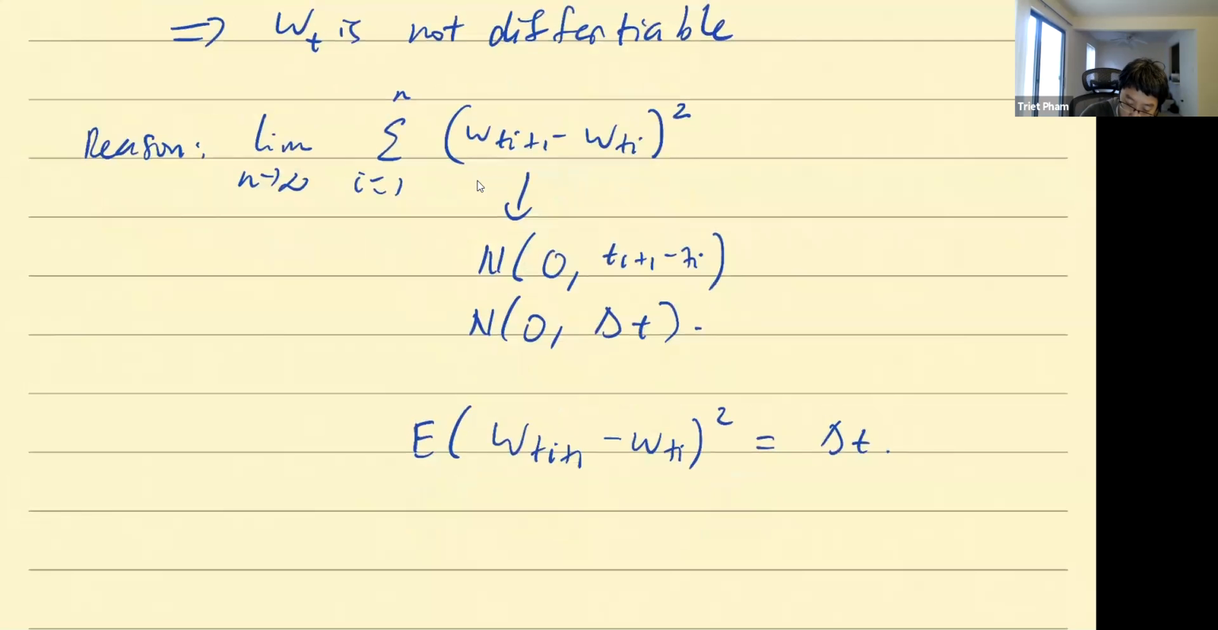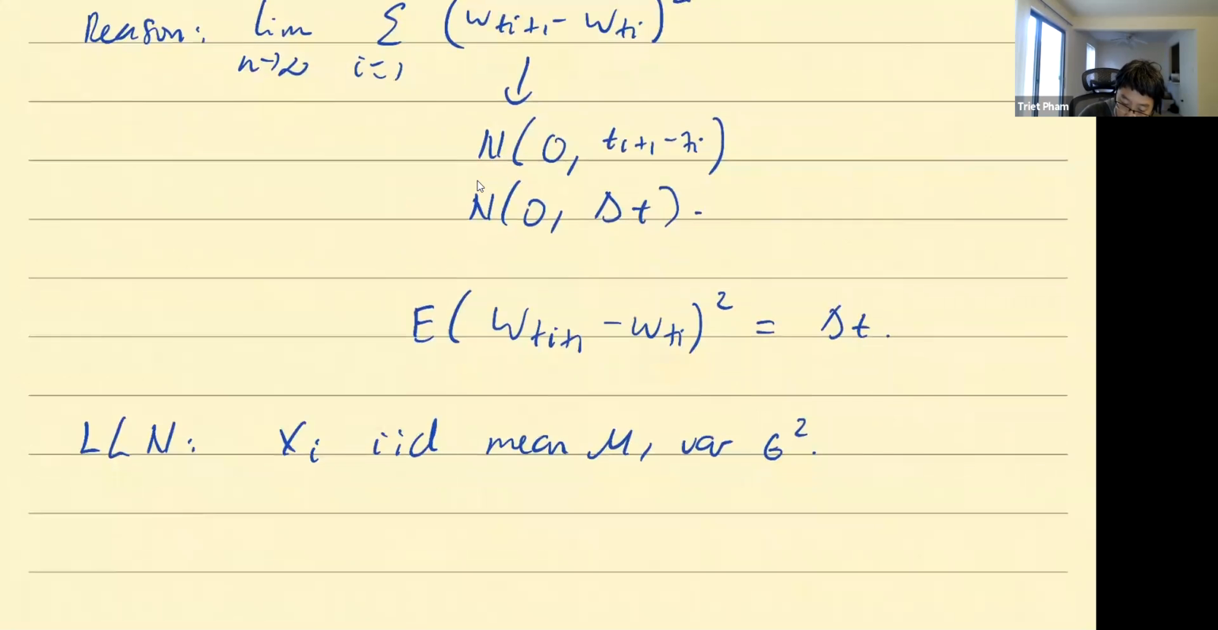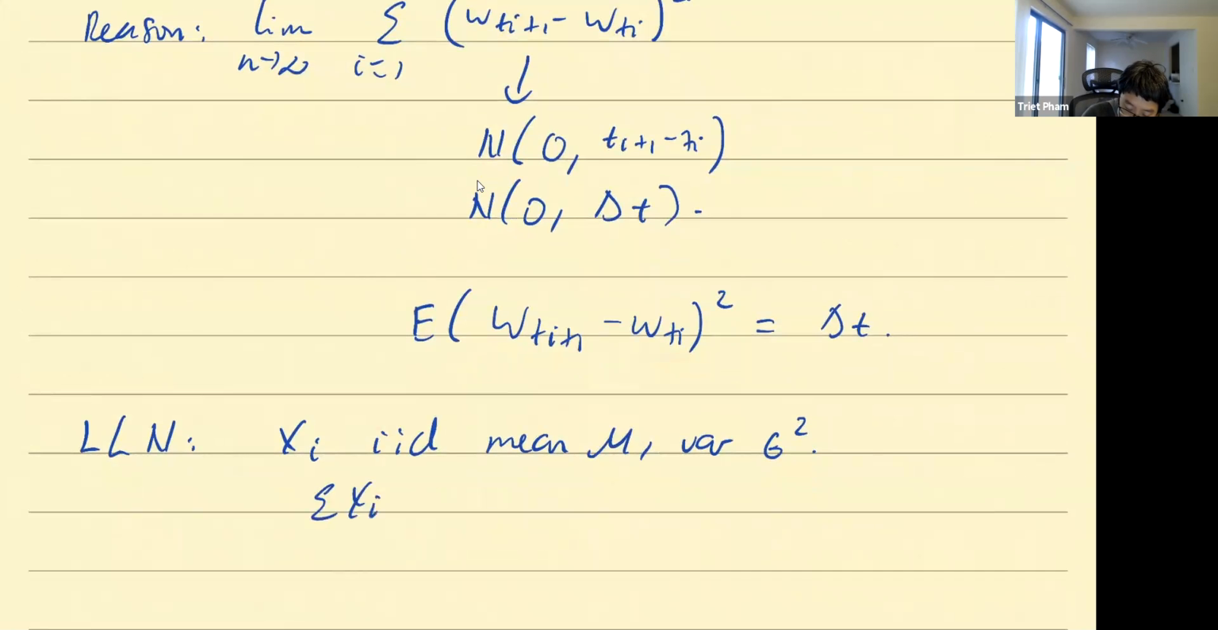Here, let me remind you of something called the law of large numbers, which says that if the X_i are iid with mean mu and variance sigma squared, then the sum of X_i times 1 over n converges to mu as n goes to infinity. So the long-term average of the IID sequence converges to its true mean.